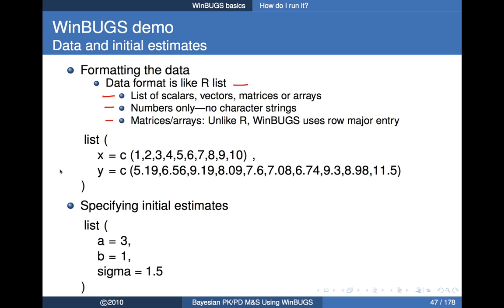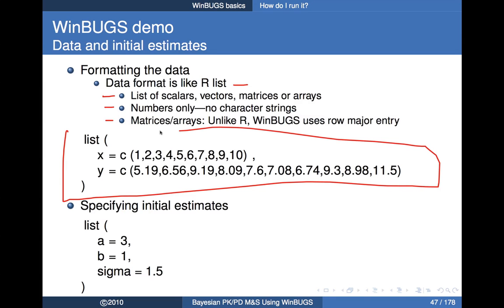For the particular case we're working with, we've got a fairly simple data set. It's just a list of 2 vectors. So the overall data structure is this. It's a list, and that list contains 2 vectors, one that we're calling X, the other we're calling Y. And notice I've used the usual c construct here to combine a set of numbers into a vector.